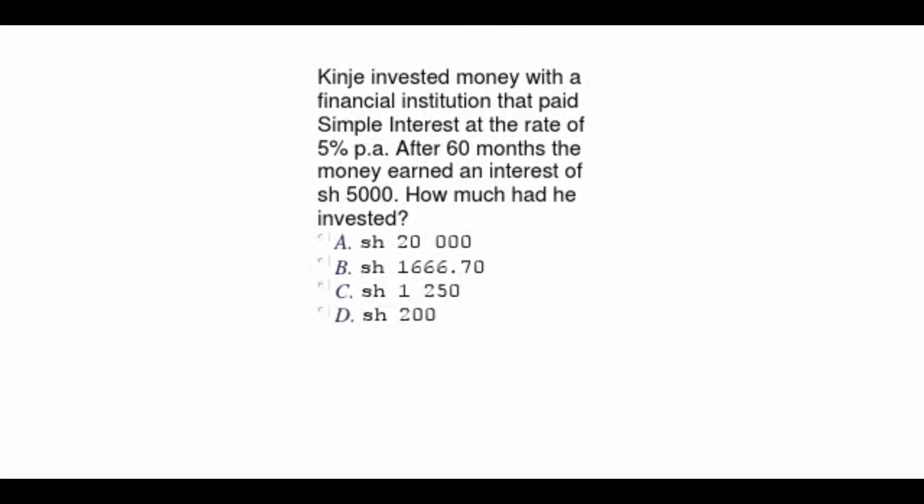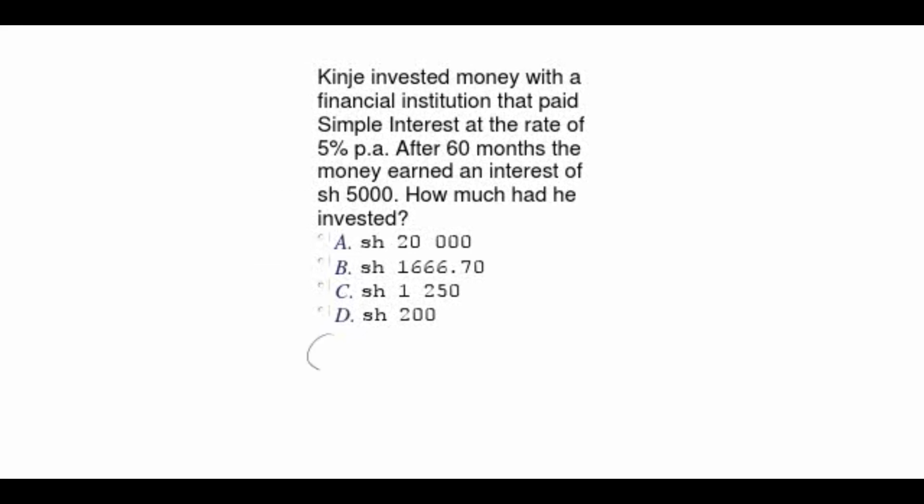Kinje invested money with a financial institution that paid simple interest at the rate of 5% per annum. After 60 months, the money earned an interest of 5,000 Kenya shillings. How much had he invested? So for this case, we are looking for the principal.